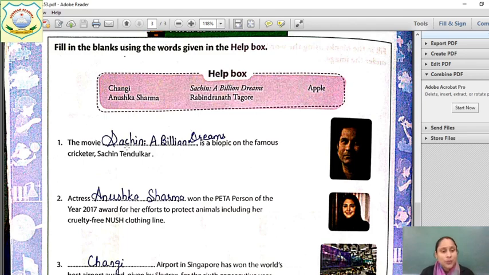Okay. Now, the movie Dash is a biopic on the famous cricketer Sachin Tendulkar. So, which movie is a biopic based on the life of Sachin Tendulkar? Sachin: A Billion Dreams. Okay, this is the movie on this famous cricketer Sachin Tendulkar.